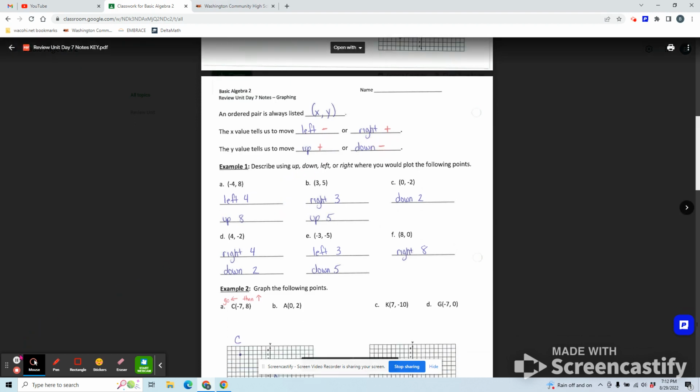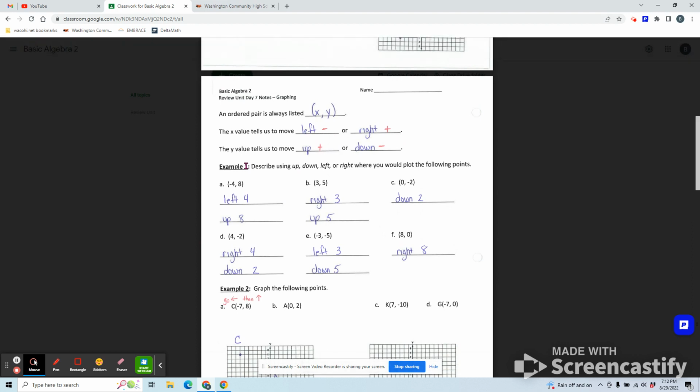So down here, example 1. Example 1 is asking us to describe using up, down, left, or right where you would plot the following points. Pretty much example 1 is asking you to describe how to get to a location on your graph. So it says -4, 8. Well, -4 is the first value, that tells me I'm going left. I don't need to say left -4. I'm just going to say left. And then how many units? 4. The second value says 8. That tells us we're going to go up 8 units.